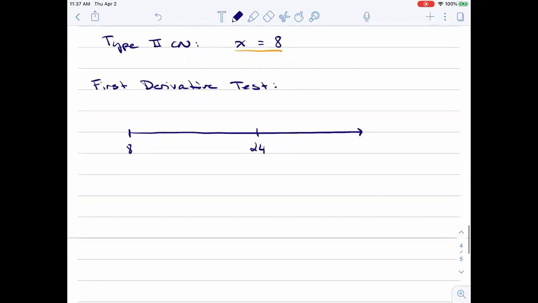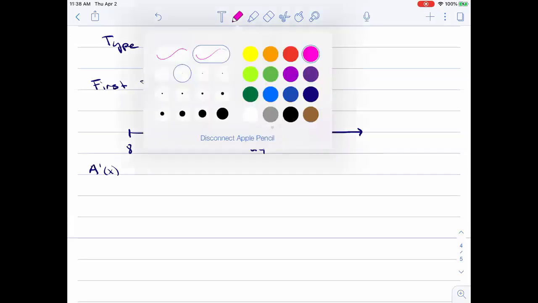So the first derivative test says that we need to find the sign of the first derivative in each of these intervals. Between 8 and 24, it'll all behave the same, so I'm just going to pick a value in here as a reference point. What's going to be easy? Maybe something like 10, and then maybe something like 30, because I just want to figure out if I get a positive or negative.